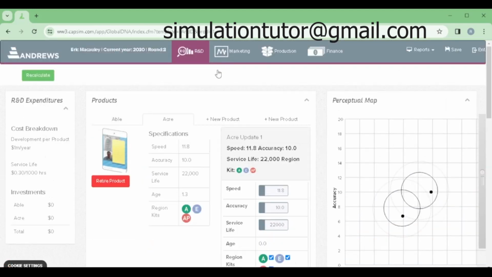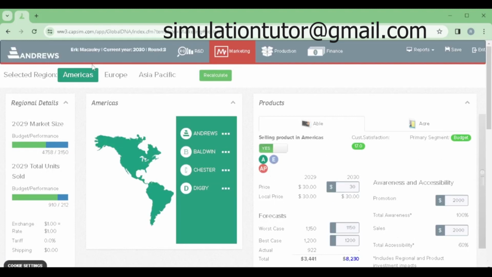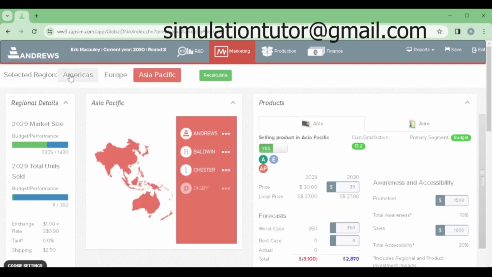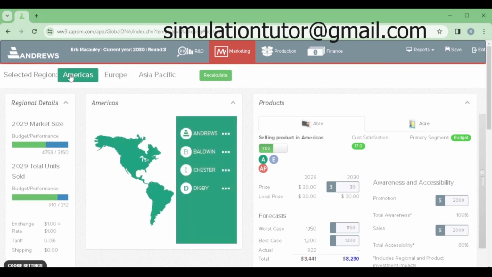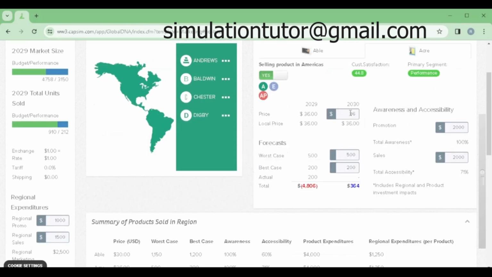Next is the marketing part, and under it we have regions. Our products are selling in America, Europe, and Asia Pacific. Under America, you'll be able to make decisions for the two products, Able and ECA, and draft decisions for the price, maybe looking for a standard price for our products.